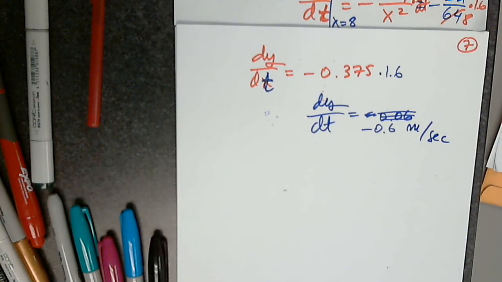So as the person walks at 1.6 meters per second towards the wall, the rate of change at the instant at which the person is 4 meters away, at that instant the height of the shadow diminishes by negative 0.6 meters per second. That's the instantaneous rate of change of the shadow at the instant in which the person is 4 meters away from the wall. Okay.